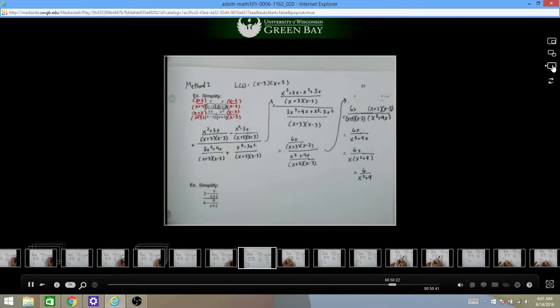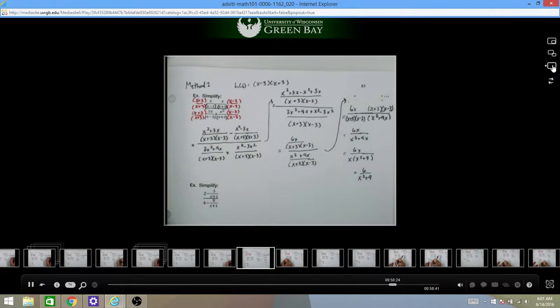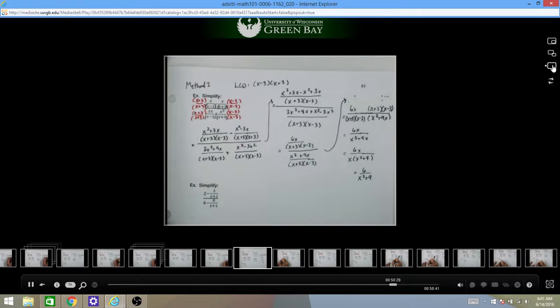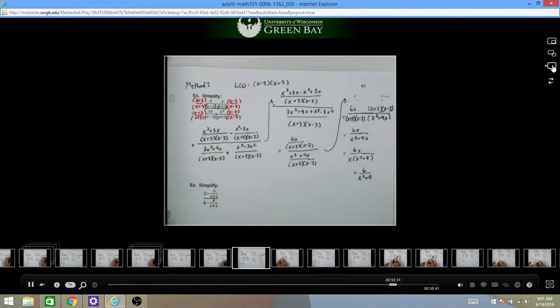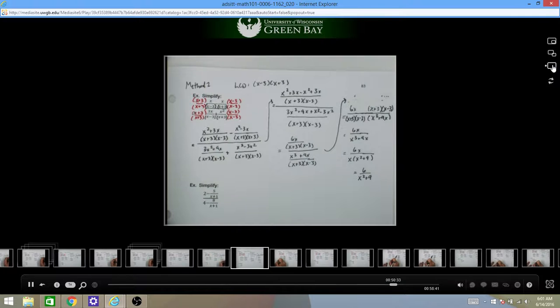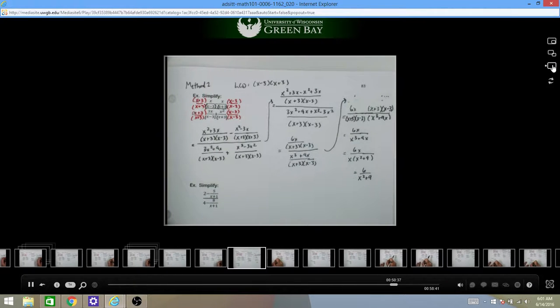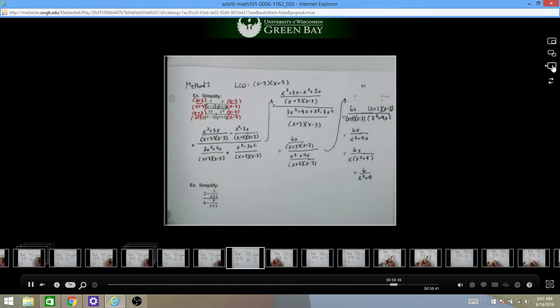So method 2, you're just getting a common denominator in the little fractions, and then adding or subtracting those. And then when you have one fraction on top and one on the bottom, you can invert and multiply. I think this next example we can work with method 1 though. So one more chance to use method 1.